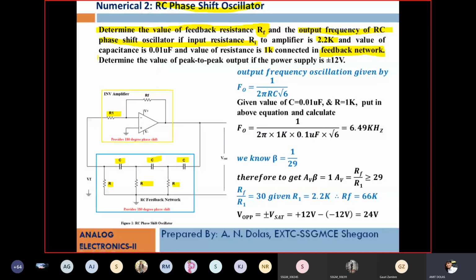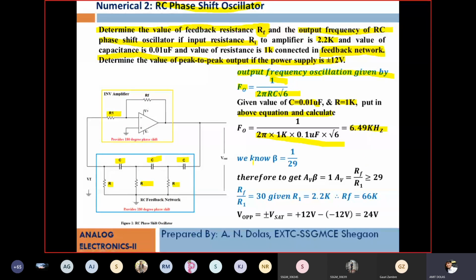Determine the peak to peak output voltage VOPP if the power supply is plus minus 12 volt. So we'll go quickly through it. Output frequency of oscillation is given by F0 is equal to 1 over 2 pi RC under root 6. Given value of capacitor is 0.01 microfarad, and given value of resistance in the feedback network is 1K. Put in the above equation, and after doing this calculation you get output frequency is equal to 6.49 kilohertz.